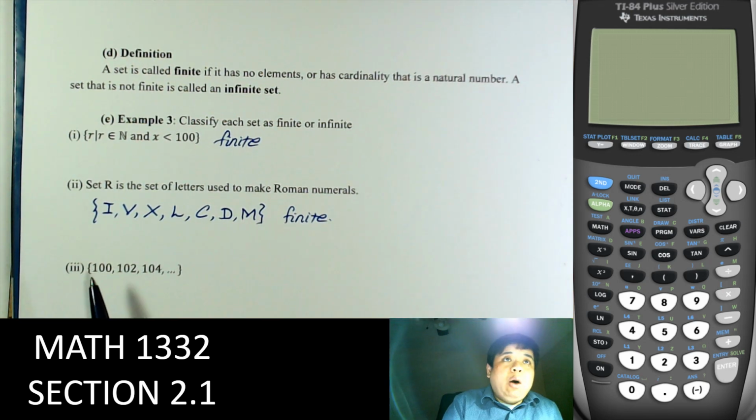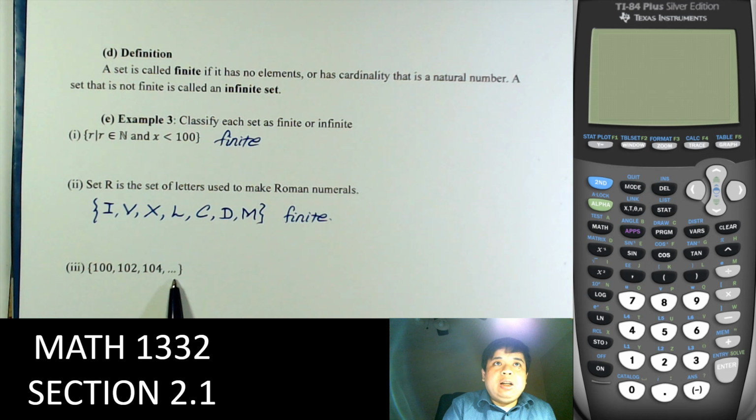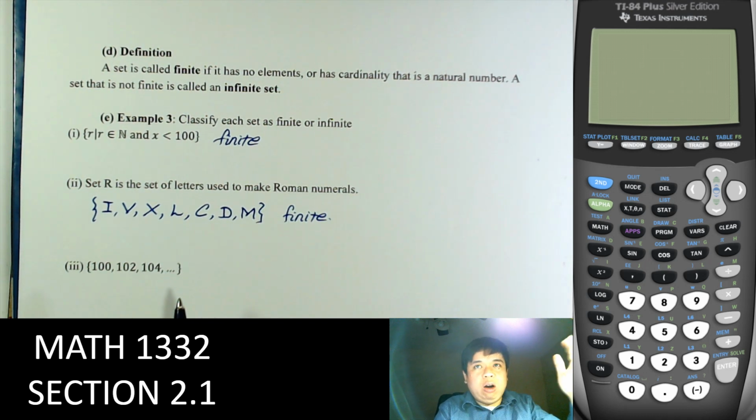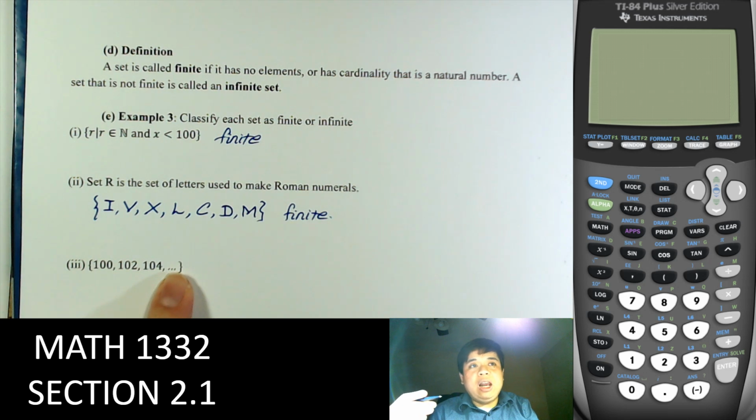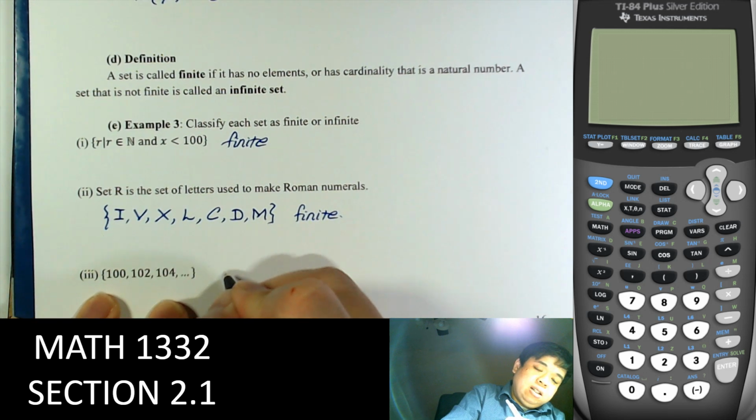Next, 100, 102, 104, dot, dot, dot. This dot, dot, dot means it goes on indefinitely. And so we don't have a cardinal number, because that cardinal number just gets bigger and bigger as we have more and more elements. So this is an infinite set.